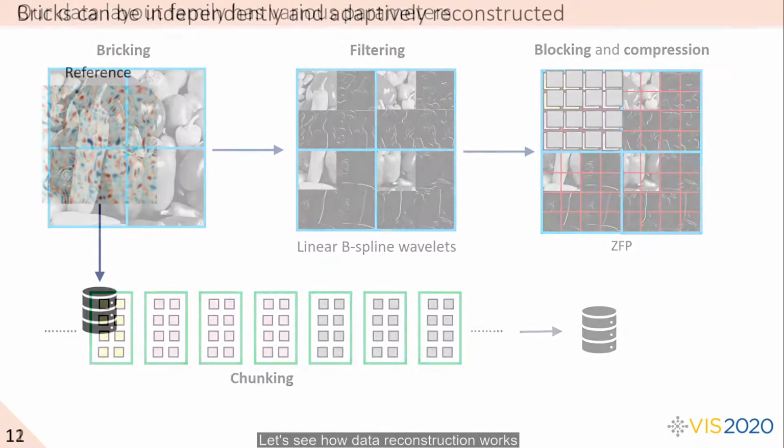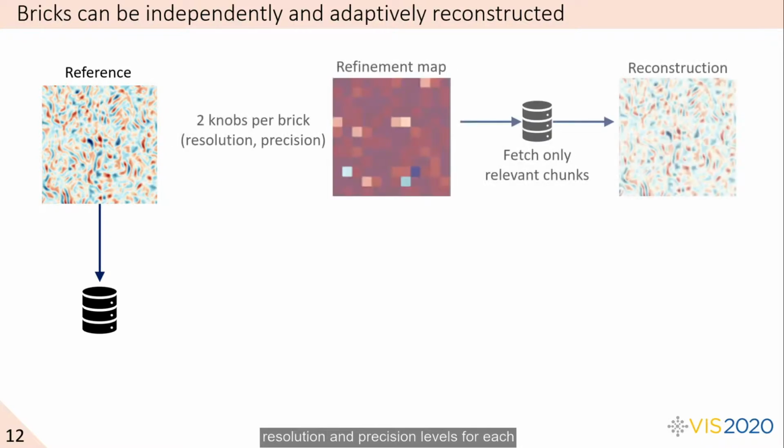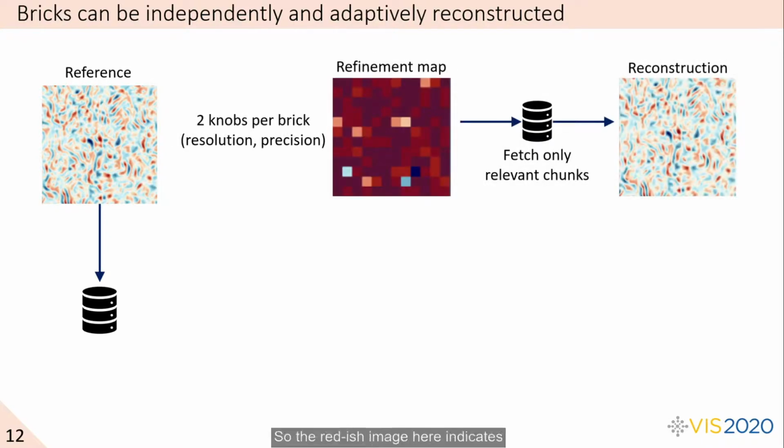Let's see how data reconstruction works in our framework. Assuming you have compressed the data and stored this 2D image on disk, to query from the data layout, in general, we have 2 knobs that are resolution and precision levels for each brick of the data. So the reddish image here indicates how refined each brick is. You may imagine that we have 2 such refinement maps, one for resolution and one for precision. Given the refinement maps, the data layout fetches only the relevant data chunks from disk and returns a corresponding approximation.